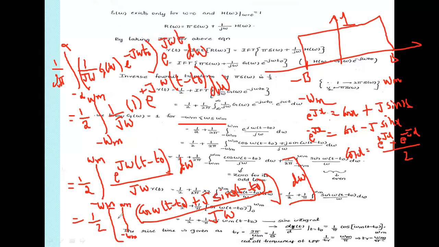We know in the full cycle, the cos function is always zero, so zero for an odd function. Okay, my dear, the cos function is zero for an odd function. Understood? Then the second term, what we have here, the 1 by omega, this is an even function.